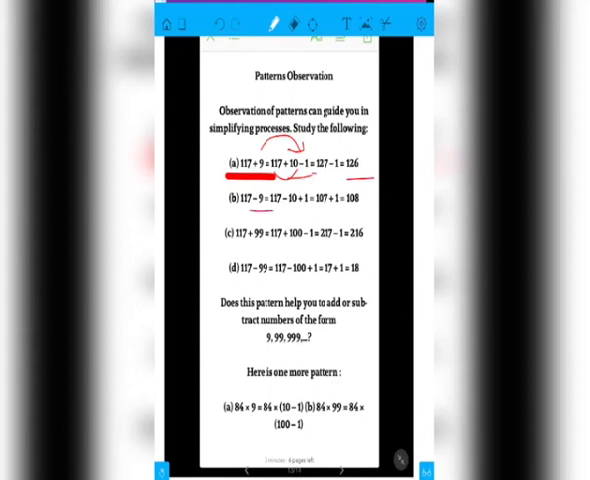Similarly for subtraction, we can do it like minus 10 plus 1, because minus 9 comes when the bigger number is with minus and the smaller number is with plus. The subtraction will still be there, but the sign will be of the bigger number. So minus 9 will become minus 10 plus 1. Now subtracting 10 from this number and adding 1, you will get the answer 108. So this is the pattern observation.